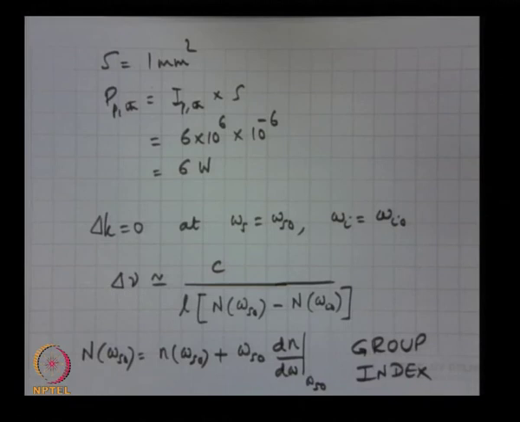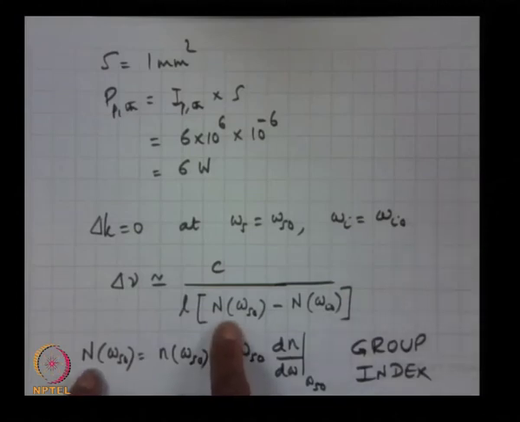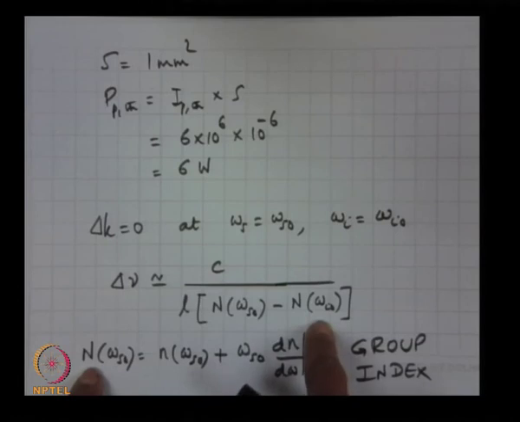The velocity at which the group velocity of the wave in the medium is determined by this value of index, and not the refractive index, n. Small n defines the phase velocity, capital N defines the group velocity. If you go back and look at wave propagation in the medium, the phase velocity, the rate at which the phase is propagating, is determined by small n, c by small n. The velocity at which the wave packet is propagating is determined by c by capital N. So this is the group index at signal frequency, and that's the group index at the idler frequency.